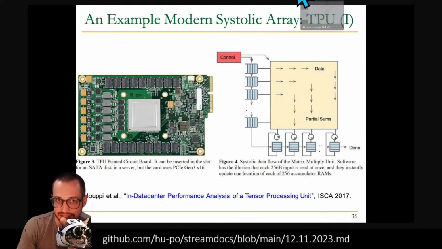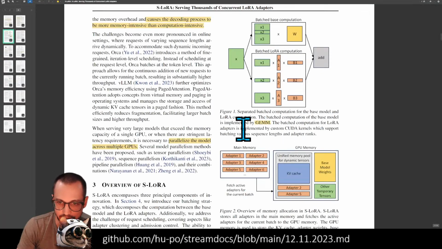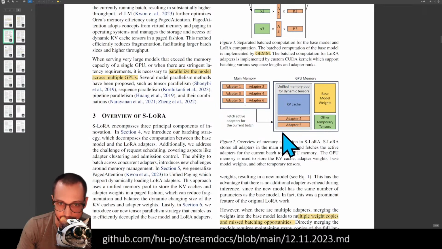And that is what a systolic array in the GEMM kernel is, and the GEMM kernel is the basic kernel that you use for this matrix multiply up here, right? But in this paper, they're not just going to use the GEMM kernel for this, they're going to use a fancier custom CUDA kernel for that.